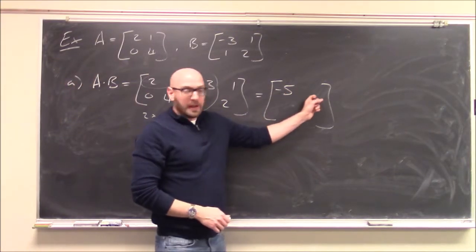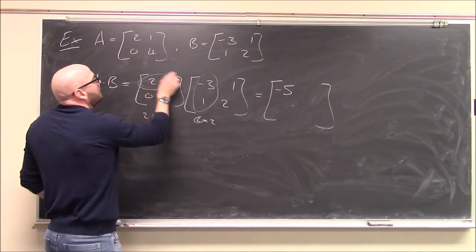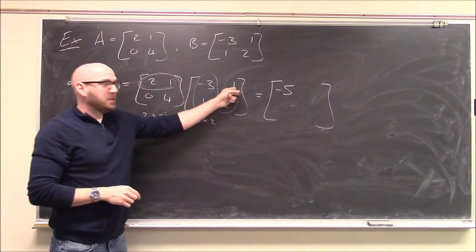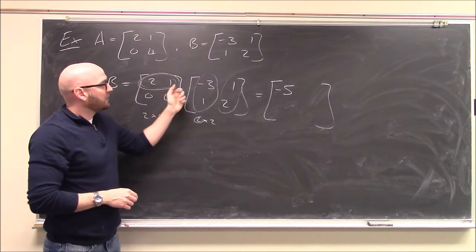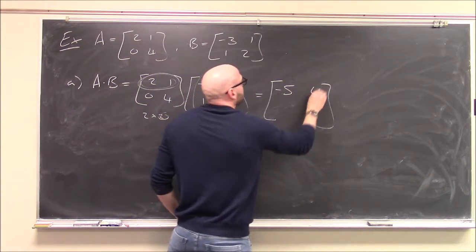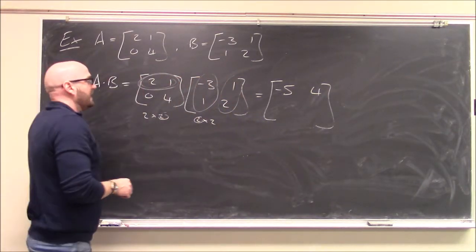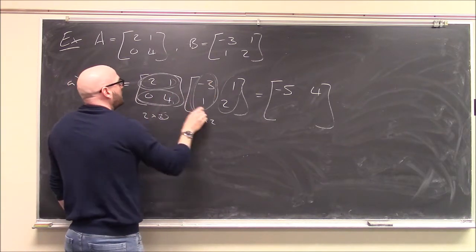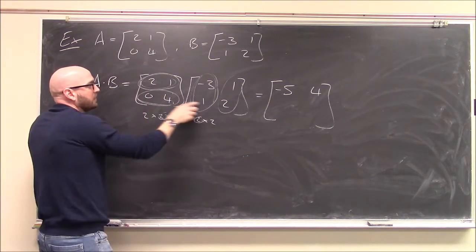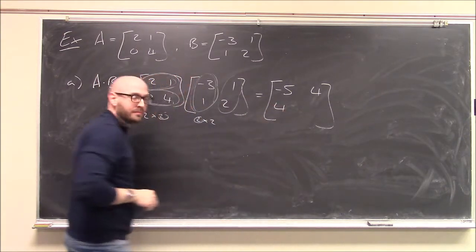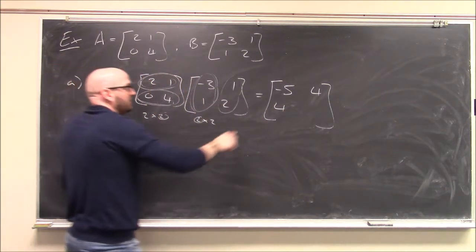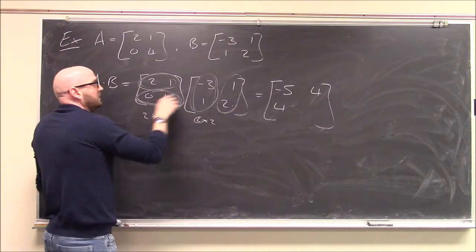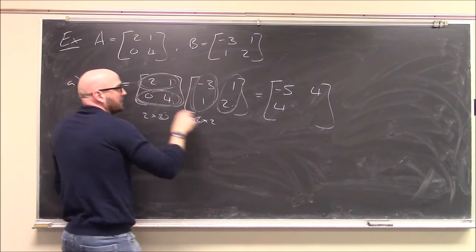Now I'm in the first row, second column, so this is going to be first row times second column. 2 times 1 is 2, plus 1 times 2 is 2, so 2 plus 2 is 4. Now we're down here, second row, first column. Second row, first column, 0 times minus 3 is 0, plus 4 times 1 is 4. And last but not least, second row, second column, second row times second column, 0 times 1 is 0, plus 4 times 2 is 8.